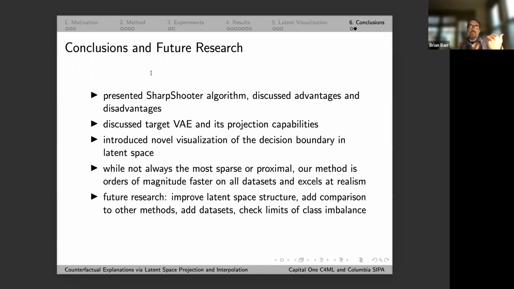Obviously, improving latent space structure, as Matt highlighted, comparison to other counterfactual methods to see how we stack up against them, and adding more data sets for more experimentation, and especially checking the limits of class imbalance.